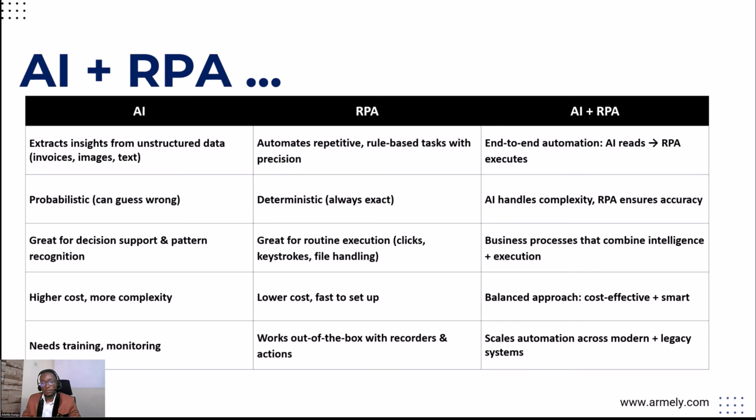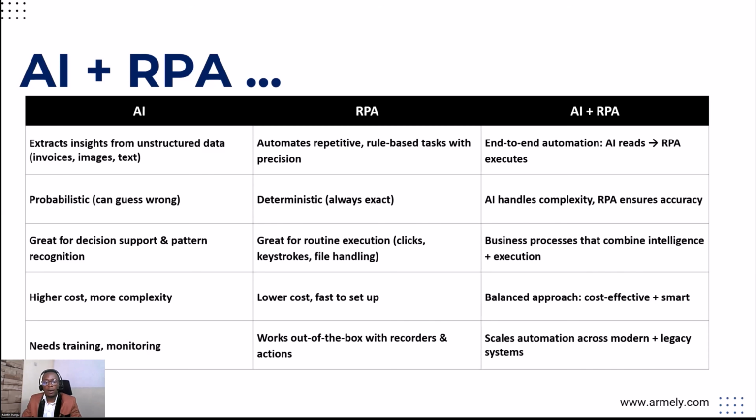And then we said AI is smart, so it's great for decision support and pattern recognition. And then RPA shines when it comes to routine execution. That's clicks, keystrokes, file handling, and such. So a combination of the two means that you will have business processes that combine both intelligence and execution.